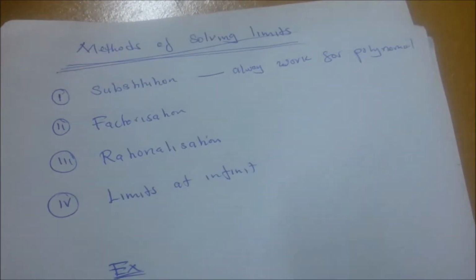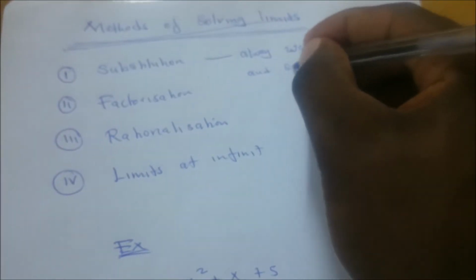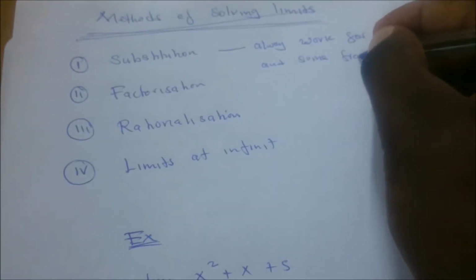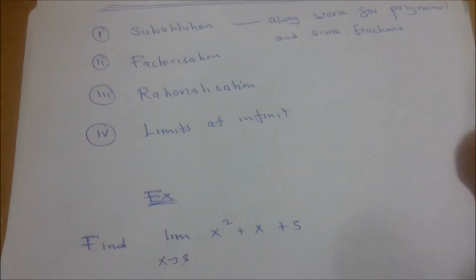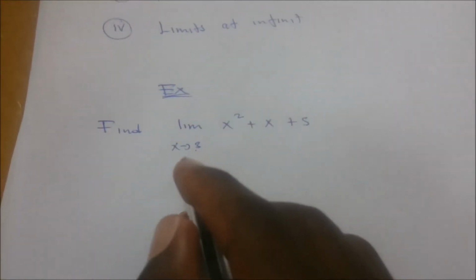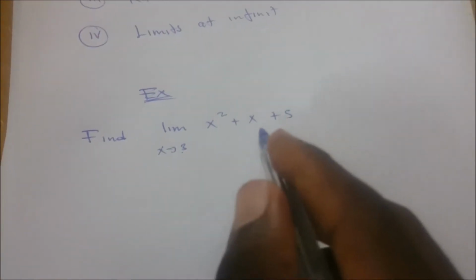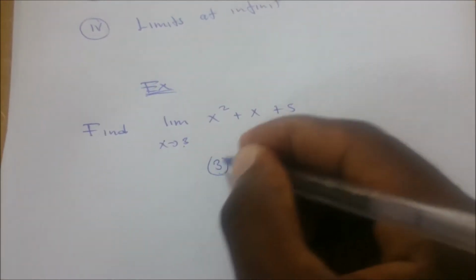Polynomials. It will always work for polynomials and some fractions. Not all of them, just some fractions. So now we've been told to evaluate that limit. So let's use substitution. Can substitution work here? Yes, it can. So we say 3.